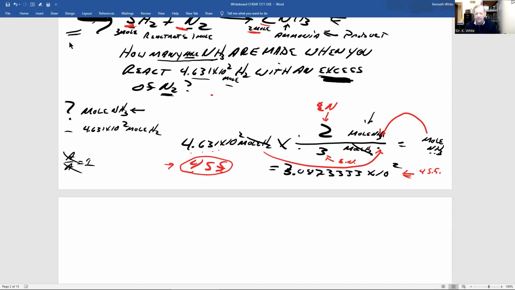Time's up. Keep the 3, keep the 0, keep the 8, keep the 7. Those are my 4 significant figures. Use the next digit, the 3, to round off. Is that 4 or less, or 5 or higher? Hopefully you picked 4 or less. I drop all this. And the correct number is this: 3.087 times 10 squared moles of ammonia.